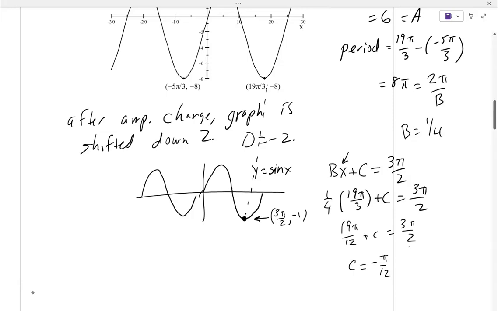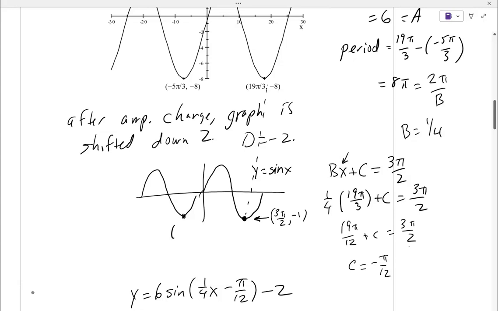So then your final function should be: a was 6, your b was 1/4, your c is negative pi over 12, and your d was -2. Notice I used the right point here and matched them up. What else could I have done instead? I could have matched the left points up, right? Do the exact same idea. You should get the same numbers.